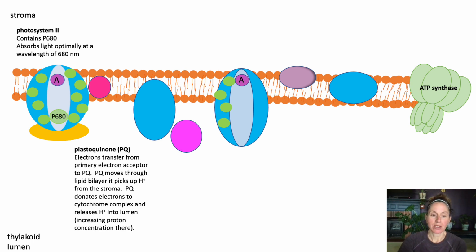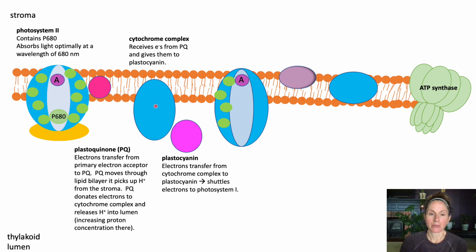Next, we have plastoquinone, PQ. It is going to shuttle electrons from photosystem 2 and bring them to the cytochrome complex, sometimes called Cyt C. This is going to receive electrons from plastoquinone and bring them to plastocyanin, sometimes just PC. And again, this is going to shuttle electrons to photosystem 1.